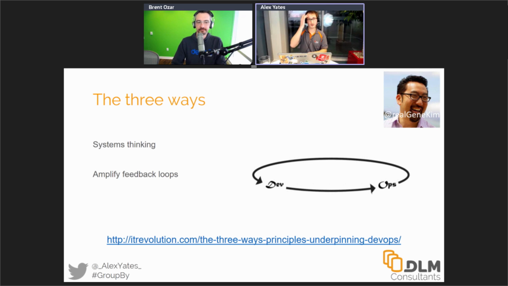How long does it take to go from an idea to dev code to production to feedback from production to inform your next idea? The quicker we can do that, the quicker we can refine our ideas, the quicker we can deliver those ideas, and the quicker we can get really great products out to our users, and the better chance we've got of beating our competitors.